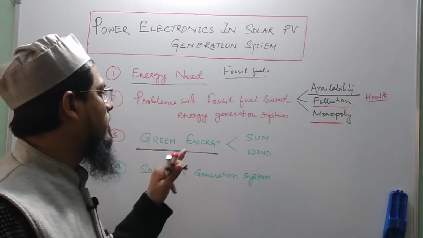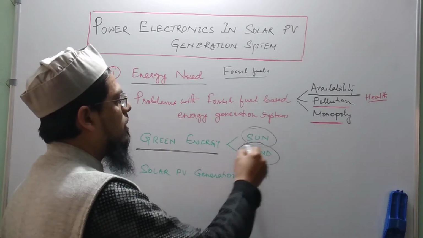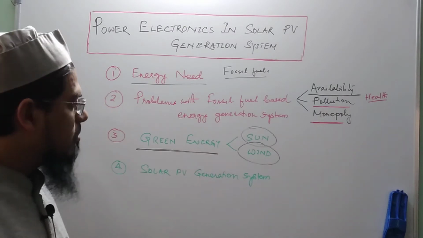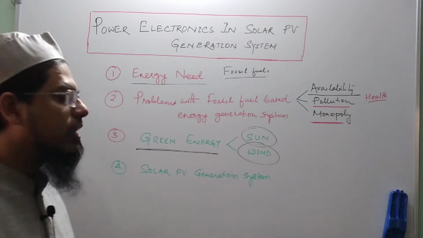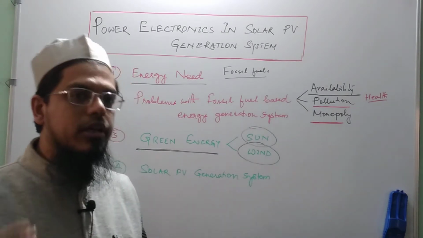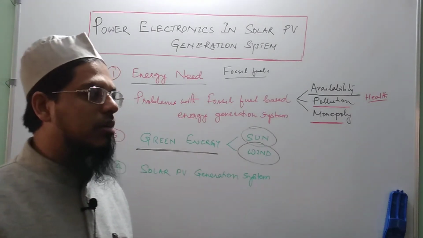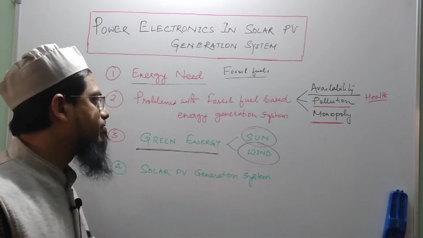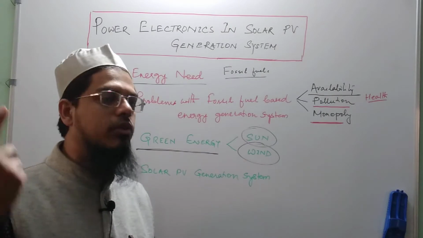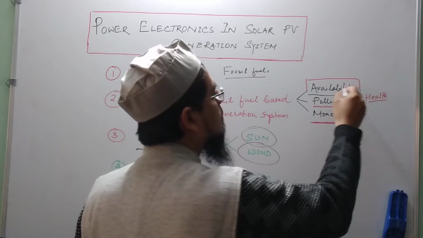The energy resources out of sun and wind, and other resources, are basically categorized as green energy resources, or non-conventional energy resources, or renewable energy resources. There are multiple terminologies used, and they are being looked upon as the future source of energy generation. Why? Number one, there is no limited availability of this resource.